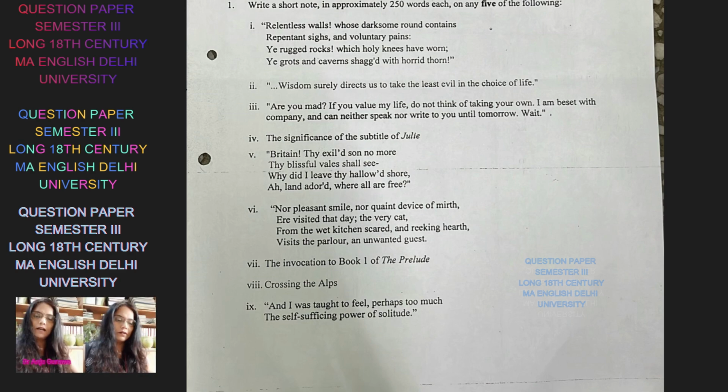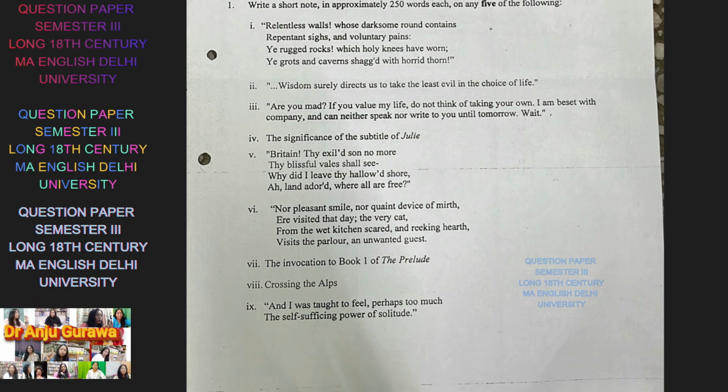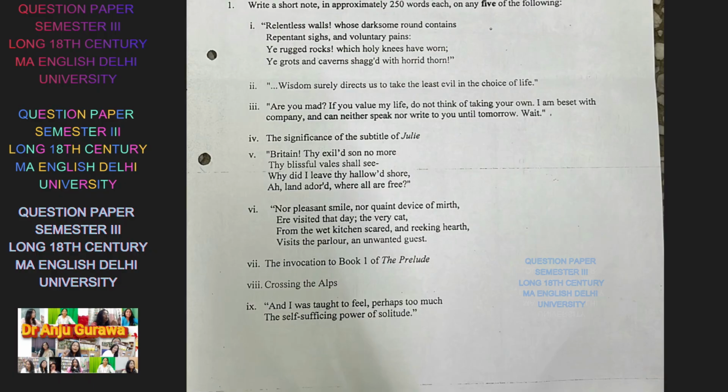Then next, question number 3 is: are you mad? If you value my life, do not think of taking your own. I am beset with company and can neither speak nor write to you. Until tomorrow, wait. So this is again number 3, and it is a quote either from the text or related to the text.